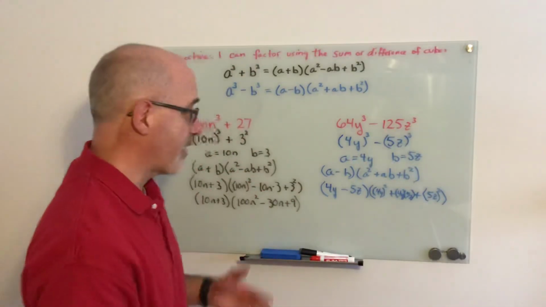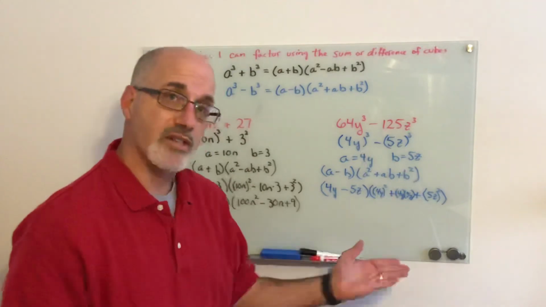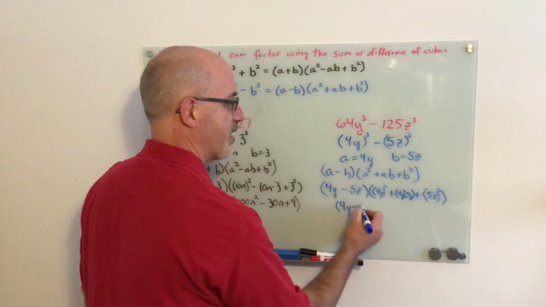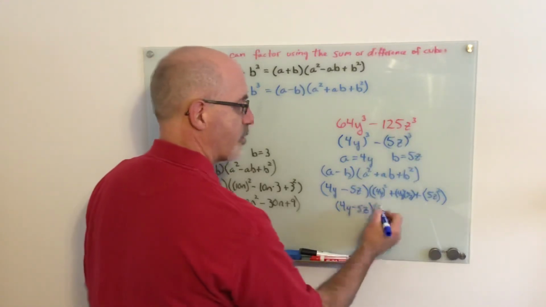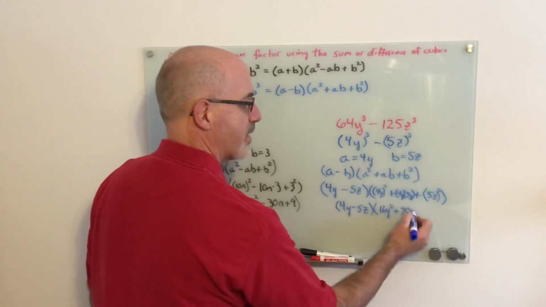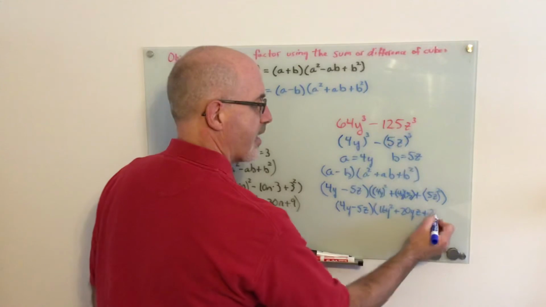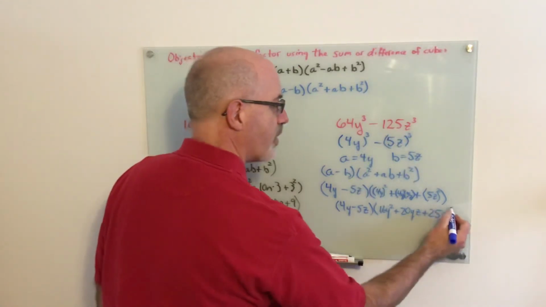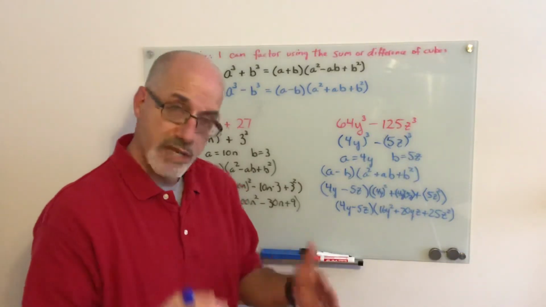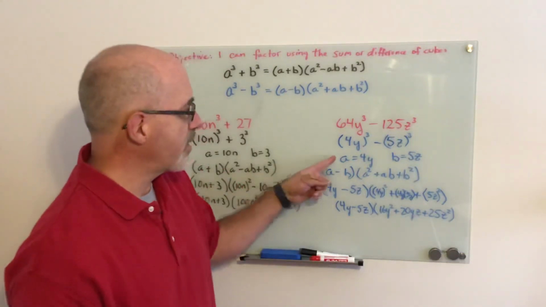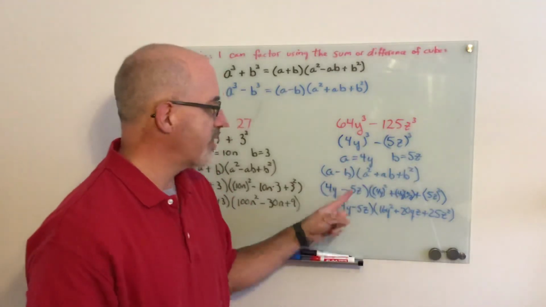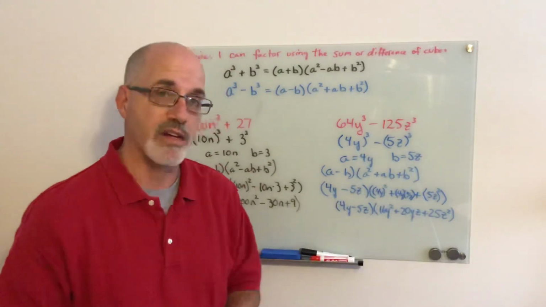Now I go ahead and simplify. Once I've got them written out where the a's and b's go, I can now simplify them. So I get 4y minus 5z times 16y squared plus 20yz plus 25z squared. Once you get used to these patterns and you come to understand and memorize them, you can skip identifying the a and b by just seeing what's cubed and jump right into these patterns, where you put it into the factored form.